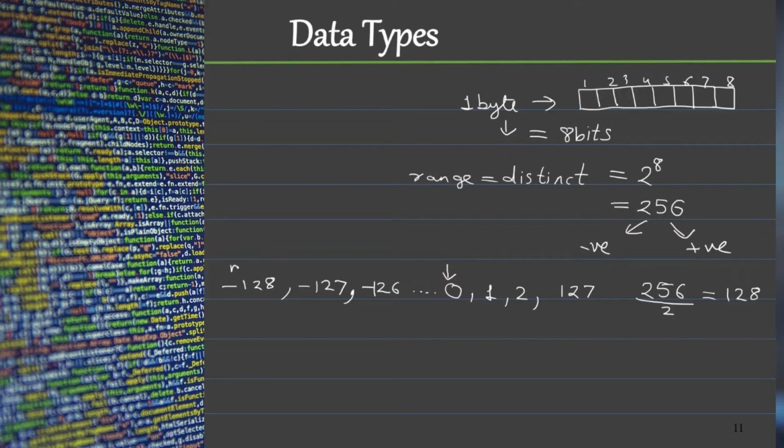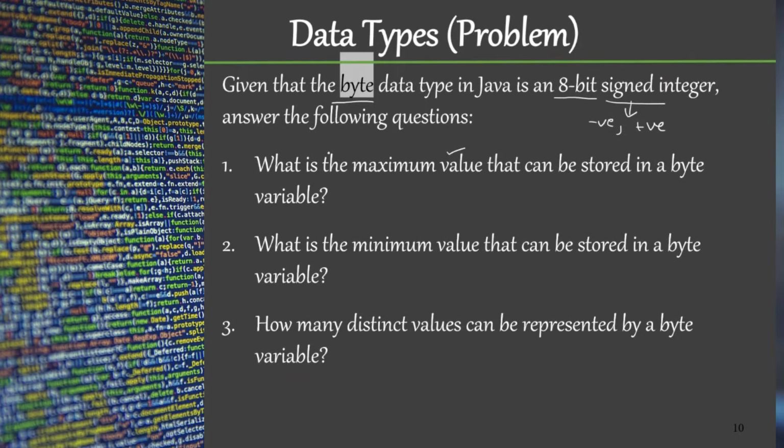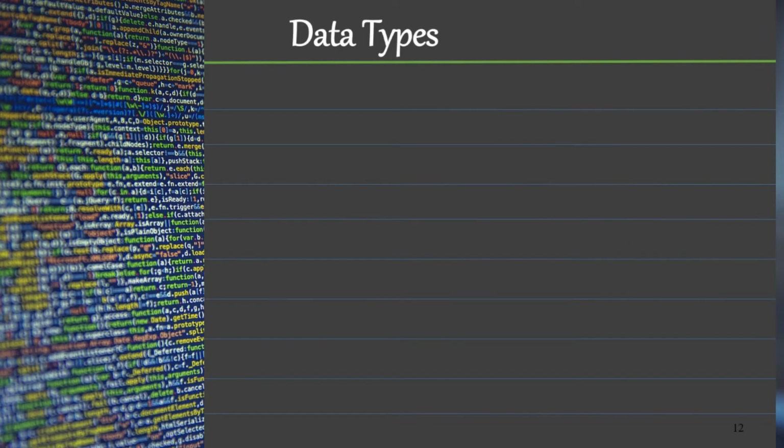So the minimum value that it can store is -128. The maximum value it can store is 127. And the distinct values it can store, I mean different values it can store, is 256. So if you go back here, the answer for this is: maximum value is 127, minimum value is -128, and distinct values is 256. Yes, if I'm not making any mistake here. Yes, that's it. That's the correct answer for that.